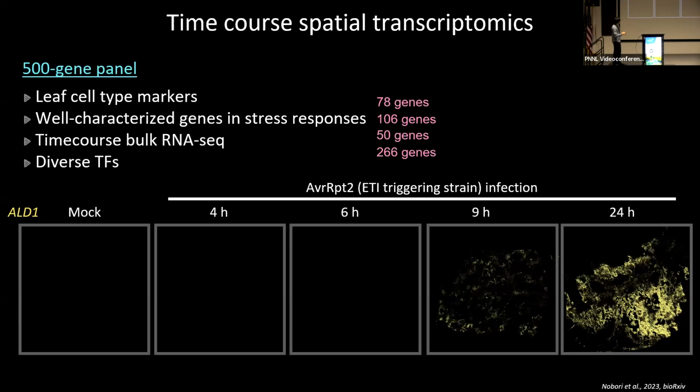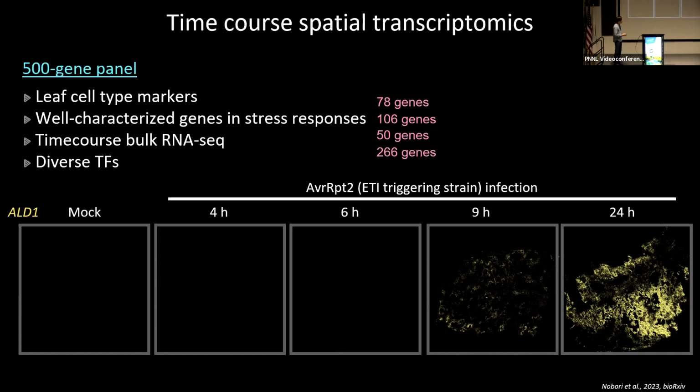And here I'm showing just 1 gene, ALD1, a known immune-related gene, and you can see nice induction over time. And it's got a nice control that without pathogen attack, we didn't detect the transcript of ALD1. So MERFISH is working pretty well, with low background signal.